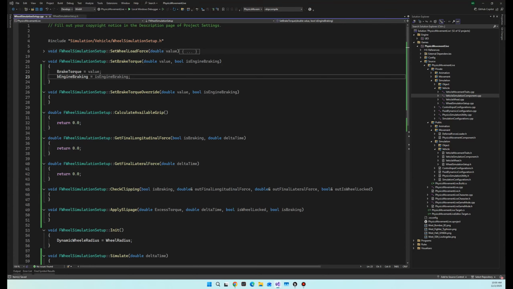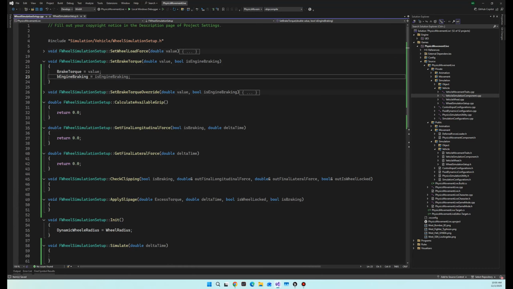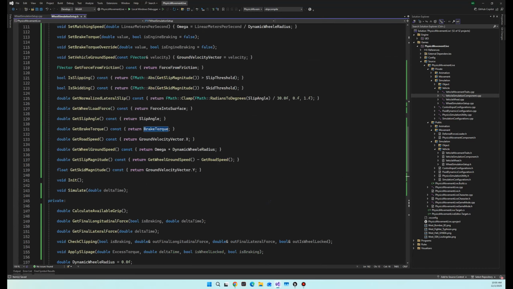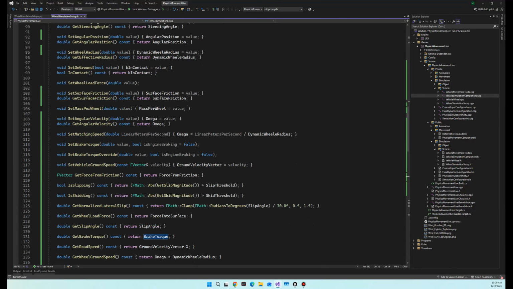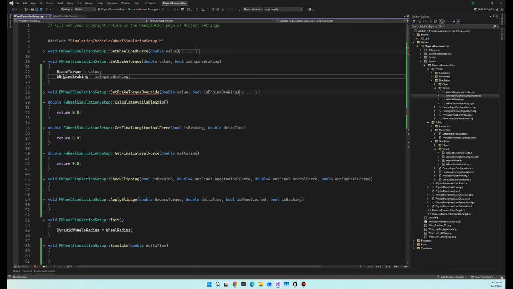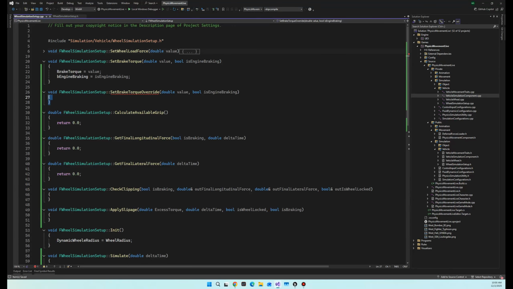Next up is the set brake override. I don't think we need this one, so I'm going to come back over to here. I don't think we need the set brake override. I'm just going to remove that real quick. Yeah, we don't need this one.